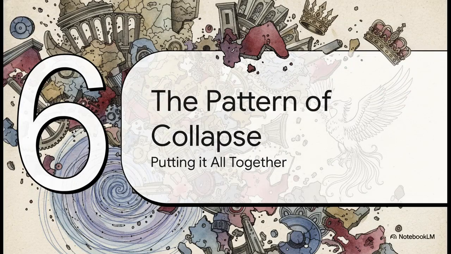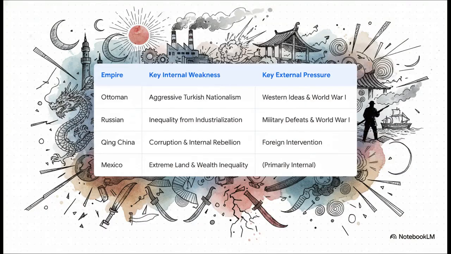All right, so we've looked at four really different situations, right? The Ottomans, Russia, China, Mexico. Now it's time to pull back and put all the pieces together. What's the pattern here? And this chart lays it all out perfectly. Look at the Ottoman, Russian, and Qing empires. For all three, you see that same formula. A major internal weakness, be it nationalism, inequality, or corruption, that gets hit by a powerful external shock, like a war. And then you have Mexico, which is almost the exception that proves the rule.